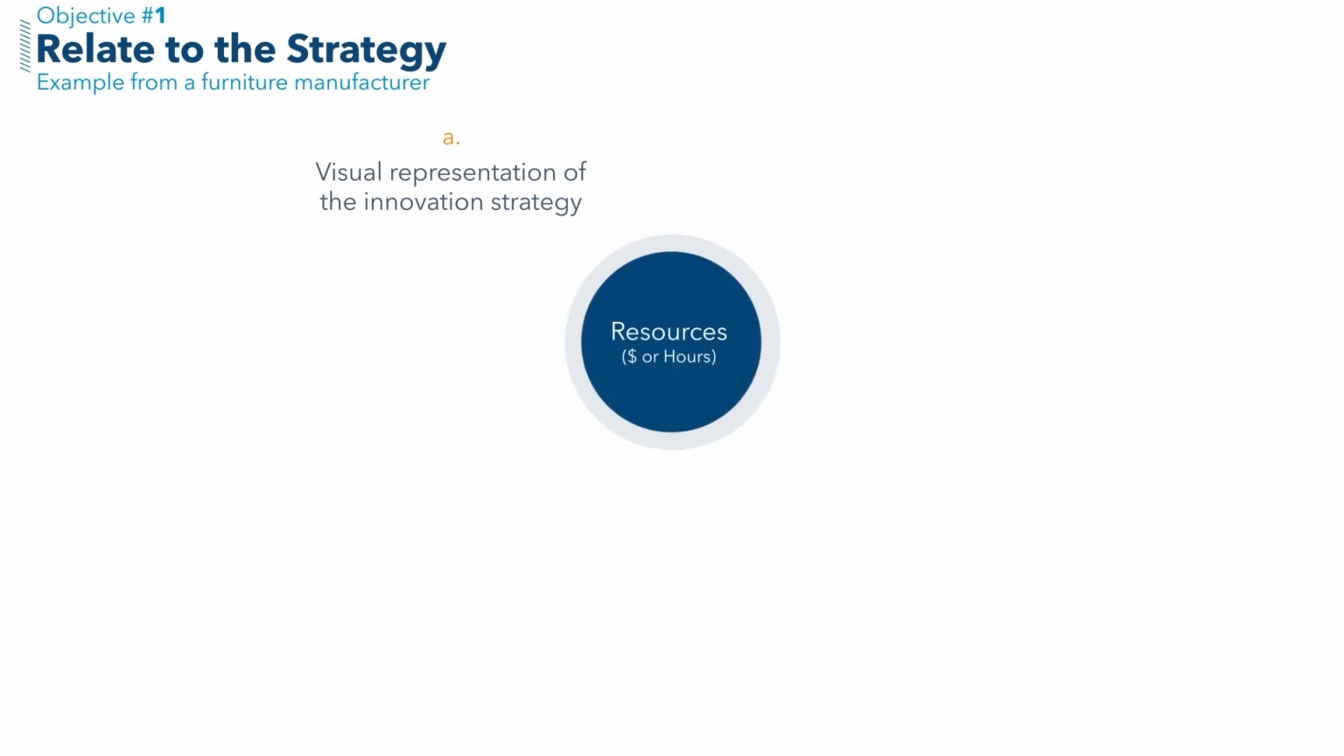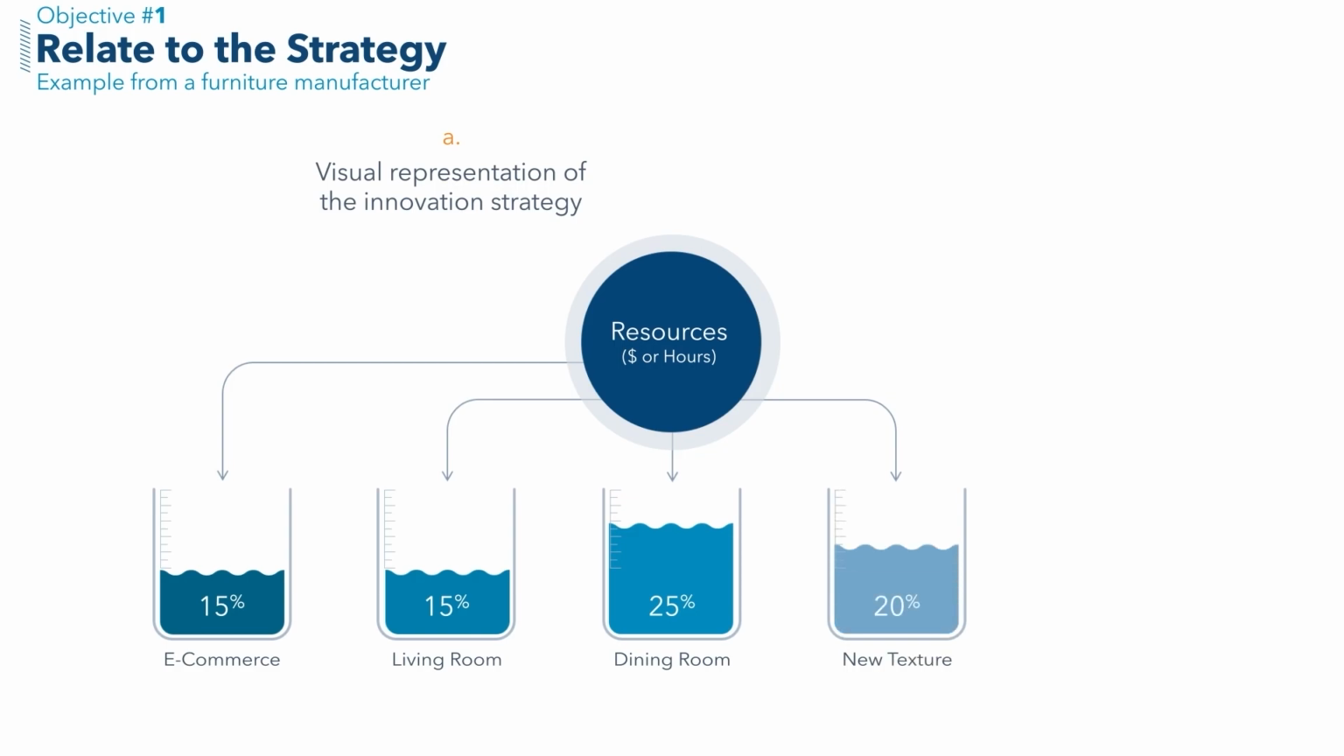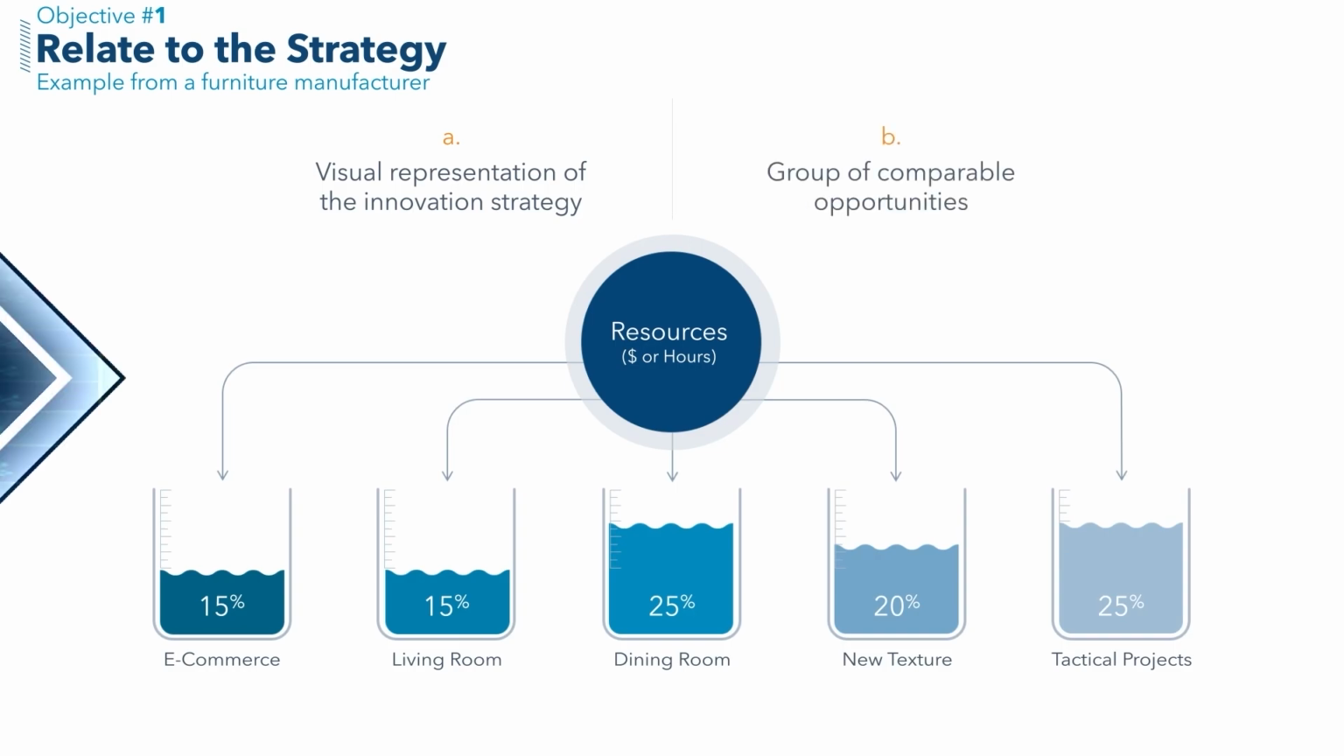This is an example from a furniture manufacturer who's competing against IKEA. In this example, the manufacturer had a pool of resources that has been allocated to 4 strategic arenas: 1 focusing on a new distribution channel, which is e-commerce, 2 focusing on products for the living and dining rooms, and 1 technology arena that is for new textures development. This manufacturer also had a bucket for other tactical projects unrelated to strategic arenas, such as customer demand, product maintenance, etc. A benefit of the innovation strategy is easing project prioritization against similar opportunities, comparing apples to apples.